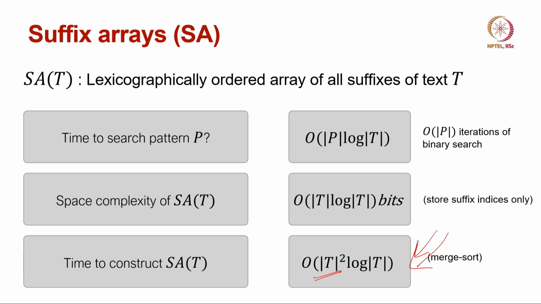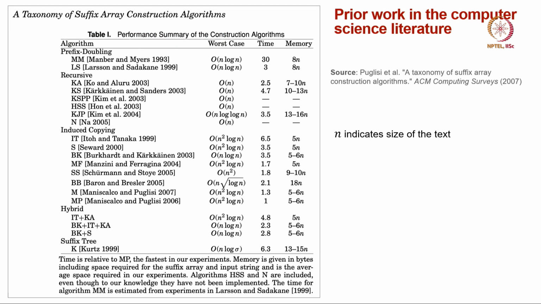It turns out that construction of suffix arrays has received a lot of attention in the computer science literature. Historically, many papers have been published that attempted to build faster algorithms to build suffix arrays. For example, the initial attempts in the 1990s came up with algorithms that have time complexity n log n, where n indicates the size of the text. This is already better than the n square log n algorithm that we were discussing in the last slide. In the early 2000s, linear time algorithms were developed for constructing suffix arrays.